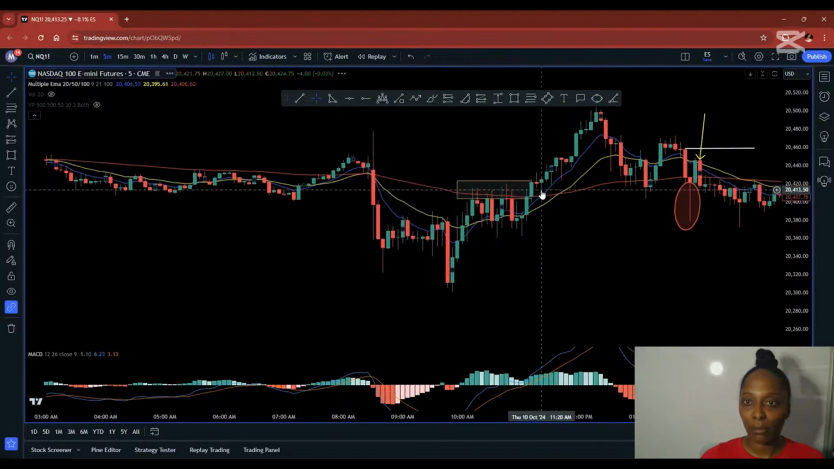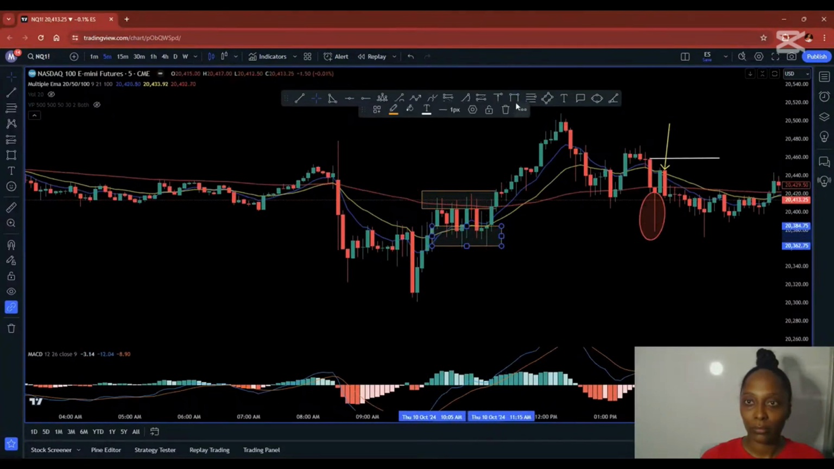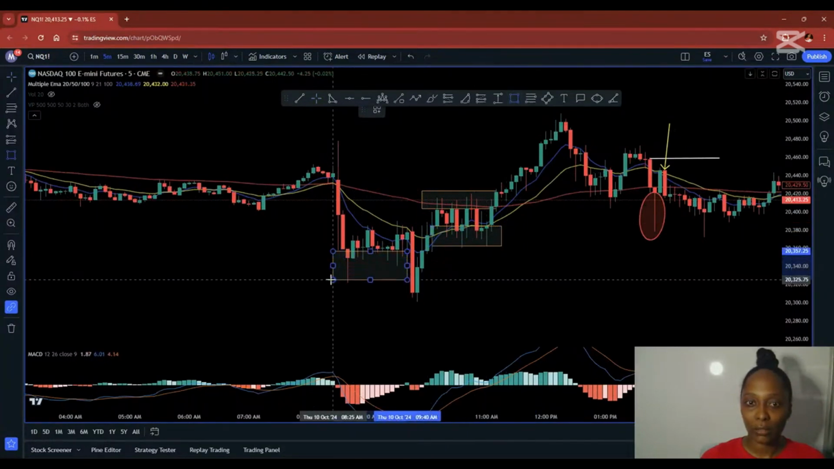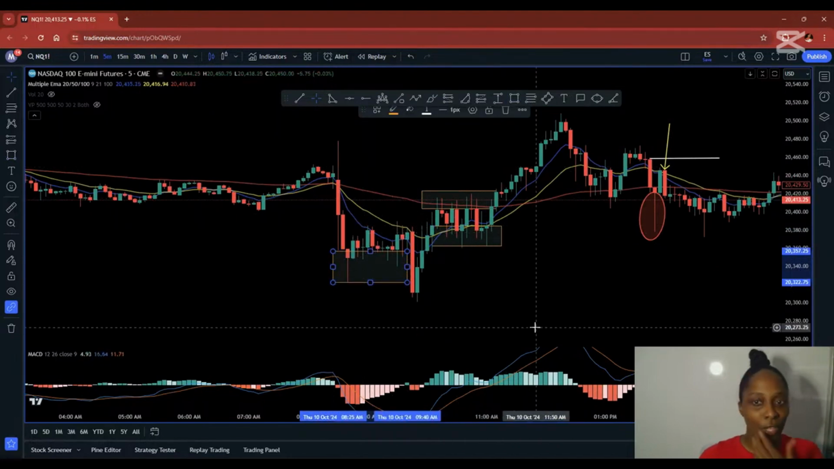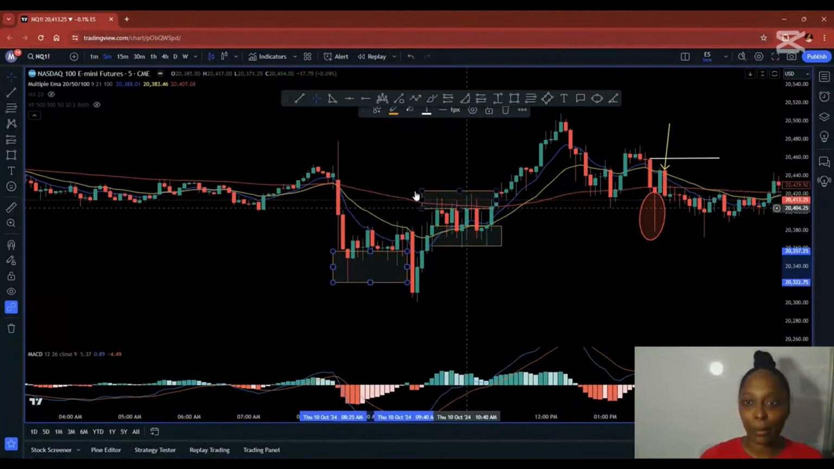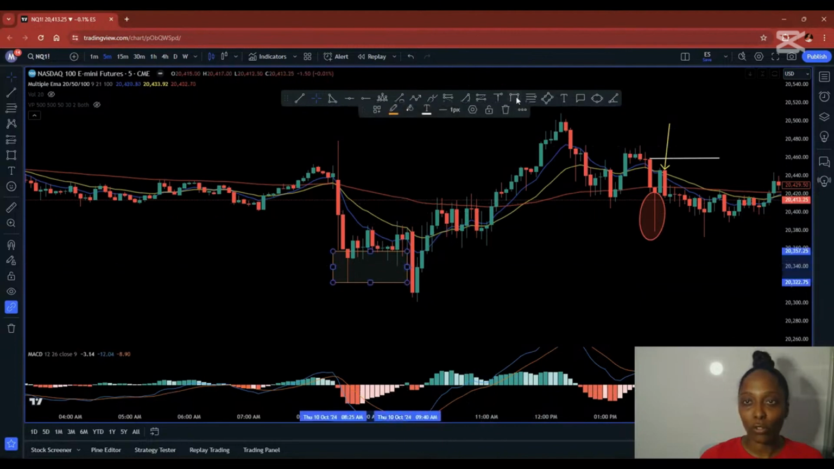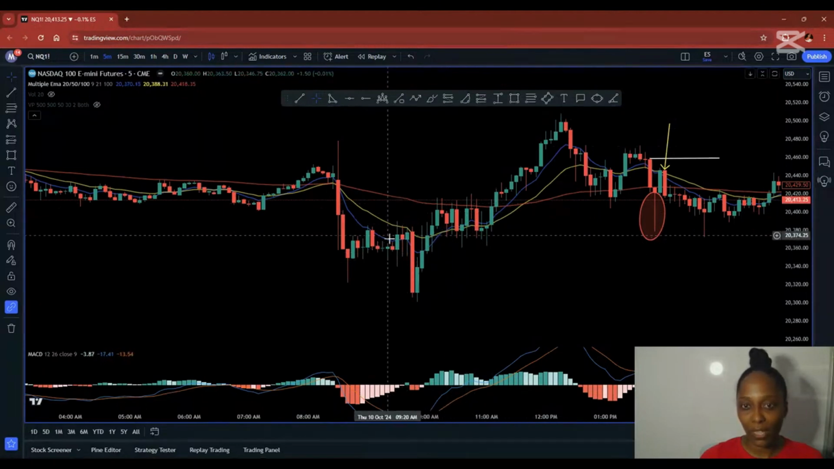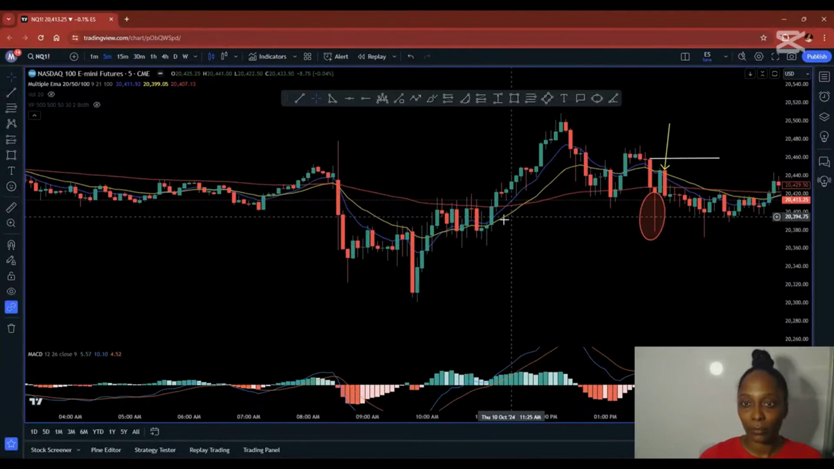You got wicks up top. You got wicks on the bottom. You got more wicks here, all the way down to there. You know, this is sloppy price action. There's a lot of buying and selling going on in those areas, and you want to stay away from stuff like that. You want to let price settle.